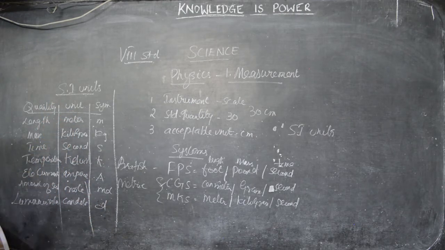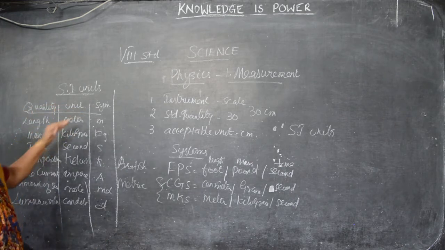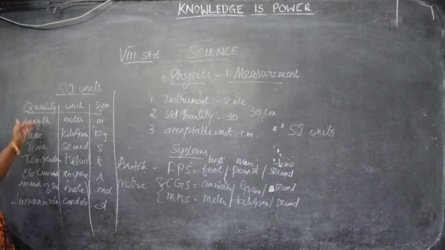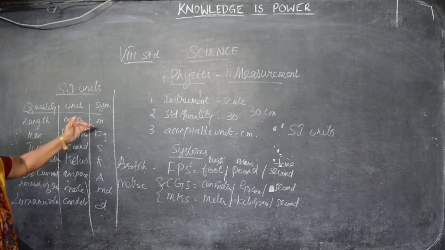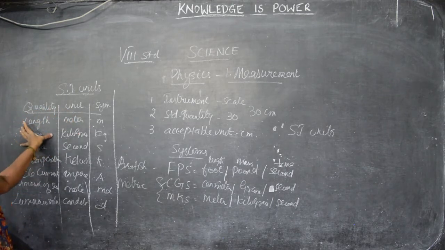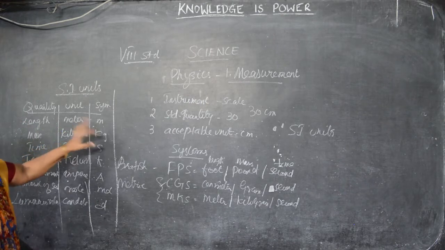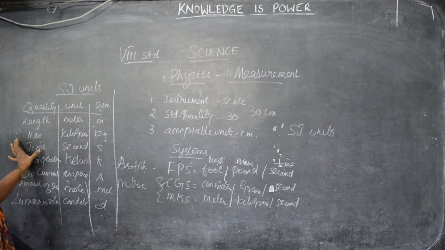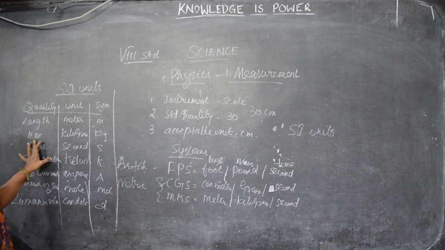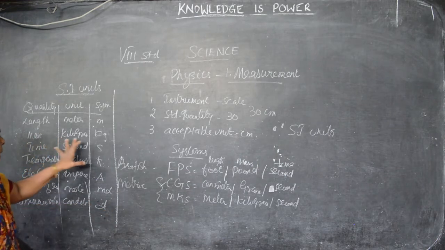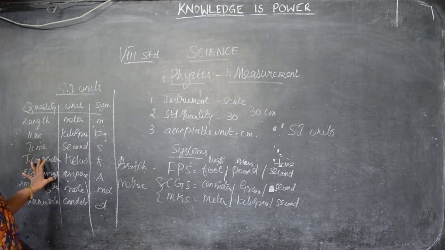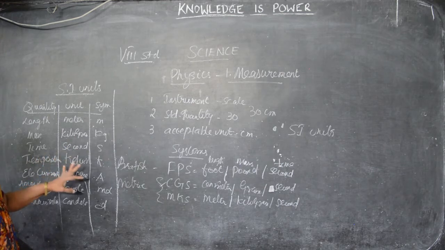Now, in this lesson, this is the International System of Units. What are the things? Quantity, unit, symbol. For everything, we need three: one is quantity, next one is unit, other one is symbol. For example, length, meter, M. The symbol is M, the short form. Mass, that is how much it occupies, the unit is kilogram, kg. Time, how much time we have measured, that is seconds.